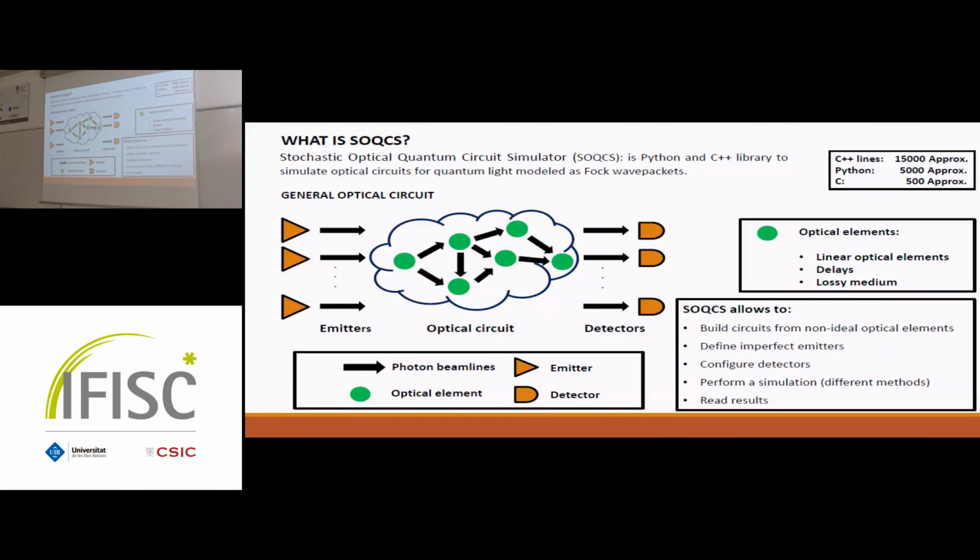And SOQCS allows us to build circuits from non-ideal optical elements. We will expand on that. We can define imperfect emitters. We can configure detectors. We can perform a simulation of the whole thing using different methods. And we can read and analyze the result at the end. There are some tools for this.